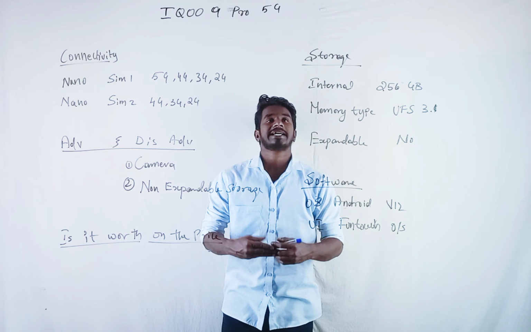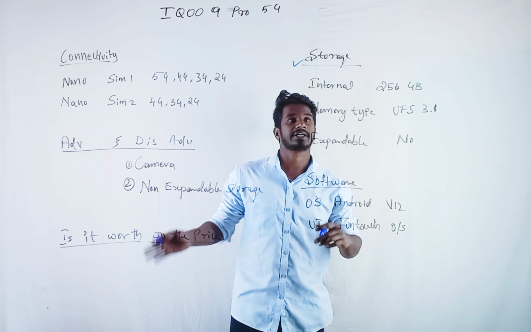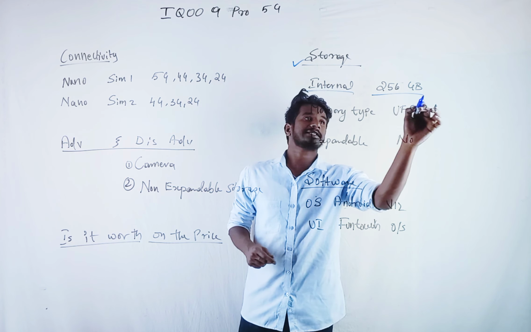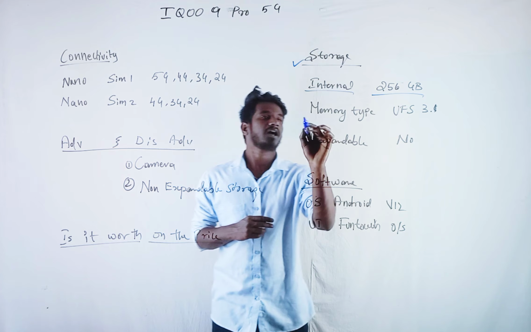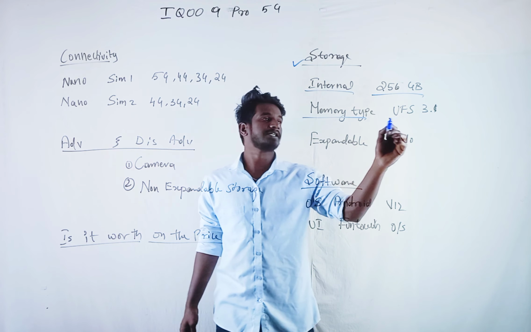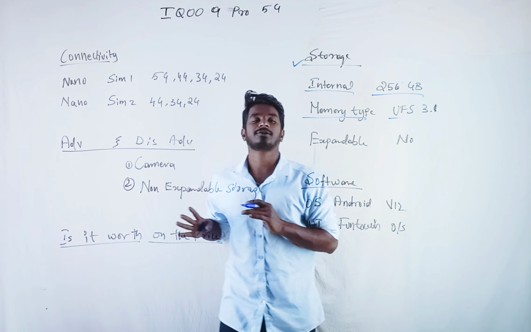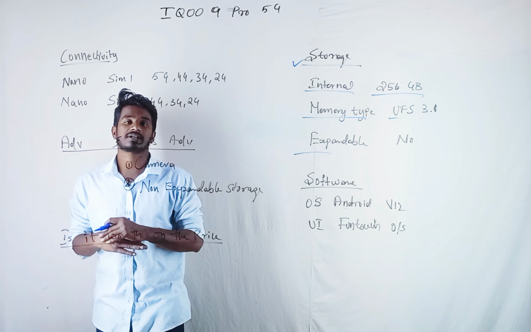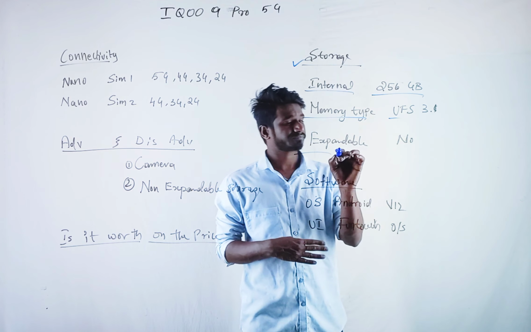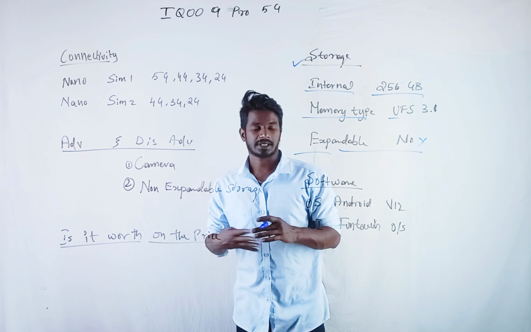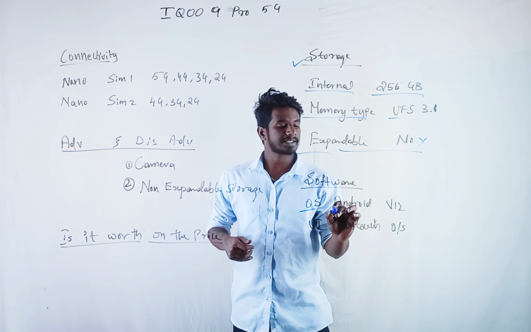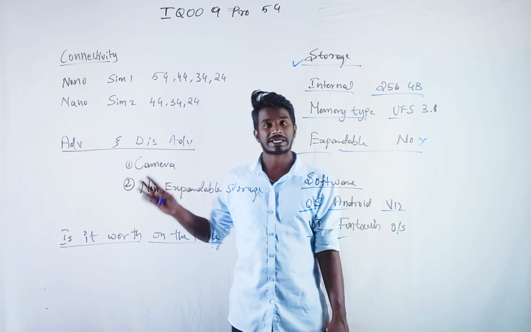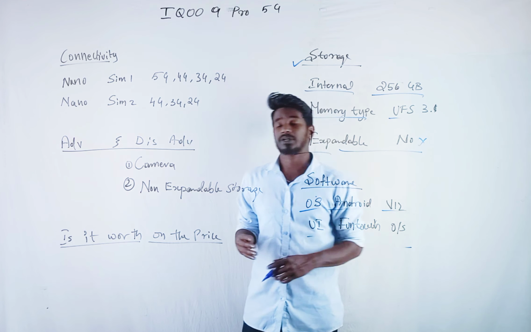Next point is storage. Internal storage is 256 GB, and the memory type of the storage is UFS 3.1. Is it expandable? Absolutely not. This phone doesn't have an expandable feature. It's a disadvantage, I can say that. Software OS is Android 12. The user interface is FunTouch OS.